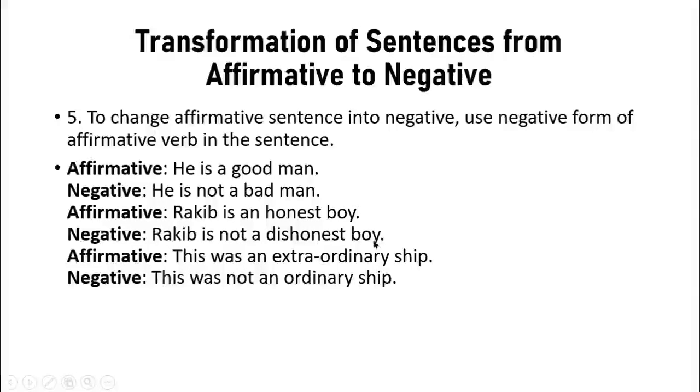Rakib is not a dishonest boy. So for dishonest, we will write down affirmative verb honest. Rakib is an honest boy. He is not a bad man. For bad, we will use good. Bad is a negative verb. We will use the affirmative one, good. He is a good man. And we are not going to use not in our affirmative sentence, as we all know that if we use not, then it will be a negative sentence.